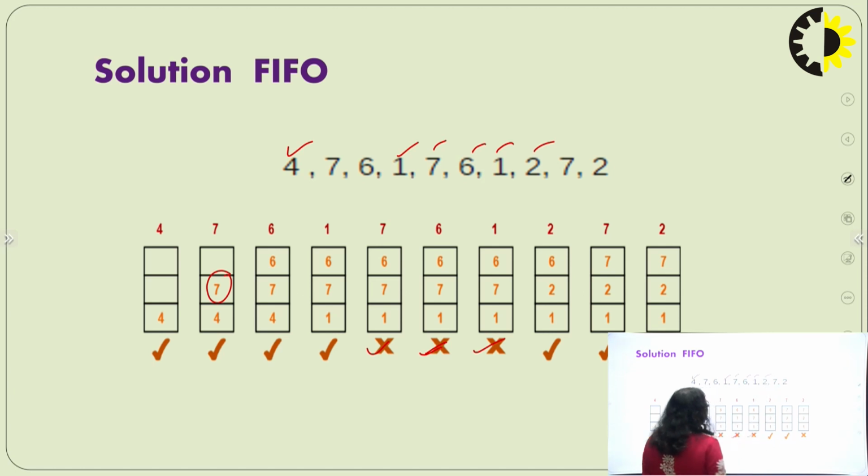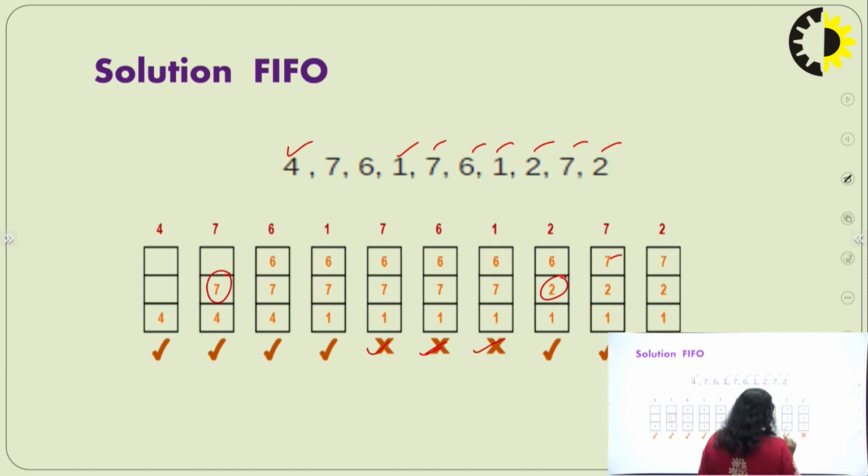And now 2 comes in place of 7, because 7 came after 4, so it is swapped out for the value 2. Now 7 is placed in the place of 6, because 6 is the oldest one, and now 2. So in this particular problem 2 is also present in this frame, so it is also a hit.